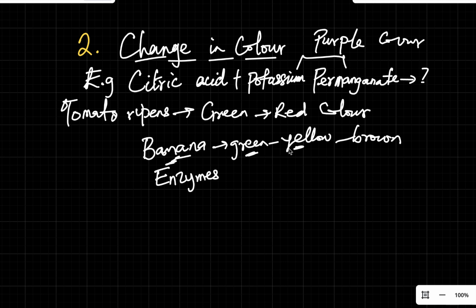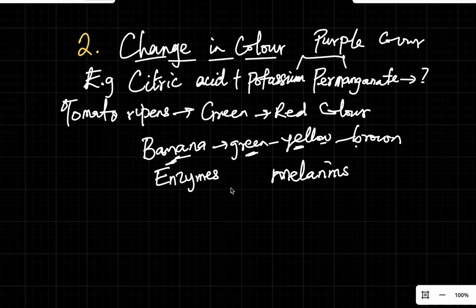When chlorophyll breaks down, what happened? Then the next one, from yellow to what? To brown, because new chemicals form, like melanins, I think. I can't remember the name, but I think it's melanins.